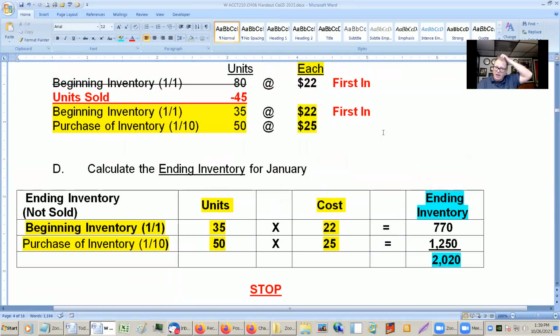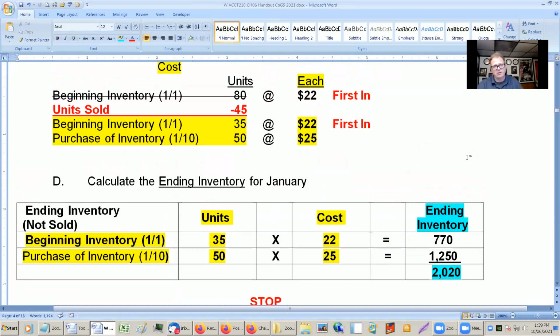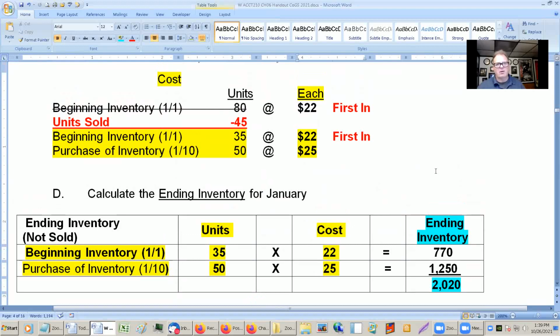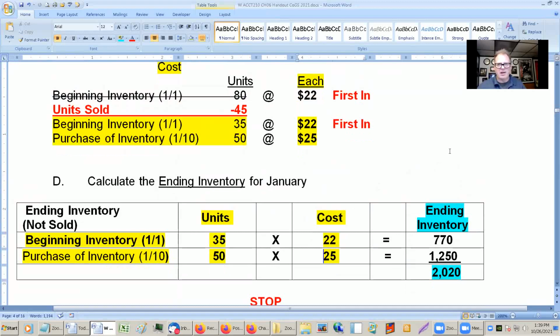Okay, so again, it's a little bit of a kooky thing, but it's basically what is left, what's unsold here, is what we're going to do down here. And again, if this looks strange, it should, because it's probably the first time you're seeing it.